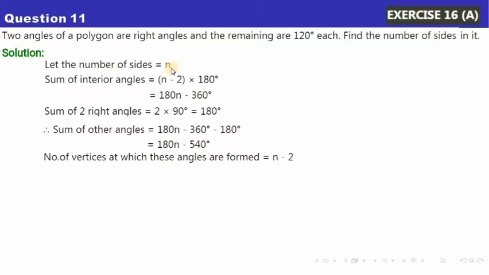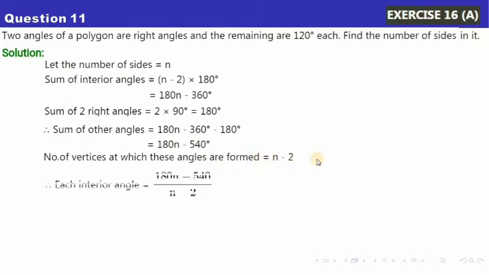Now the number of vertices at which these angles are formed. As I told you, there are n sides, which means there are n interior angles, and out of these n, 2 are 90 degrees. If I remove 2 from this, you get n minus 2. That means there are n minus 2 angles whose measure is 120 degrees each. So the number of vertices at which 120 degree angles are formed is n minus 2.